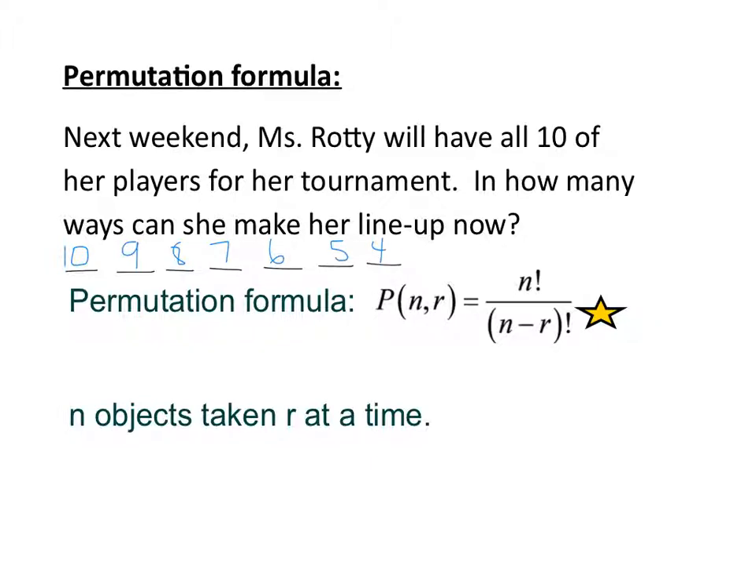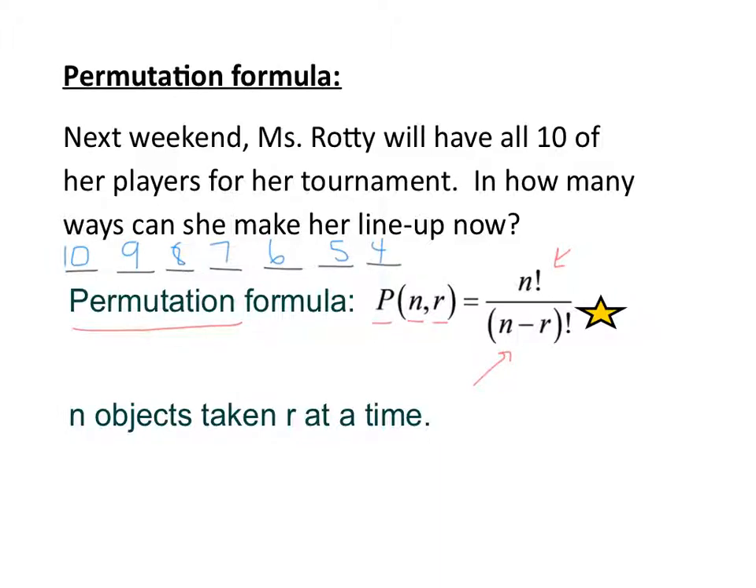So now this is a little bit different because I have more players from which to choose. We could type this in our calculator now, 10 times 9 times 8 times 7 times 6 times 5 times 4. But this is known as a permutation, and we're going to use the formula for the permutation, nPr, which is equal to n factorial over n minus r factorial, where n objects are taken r at a time.